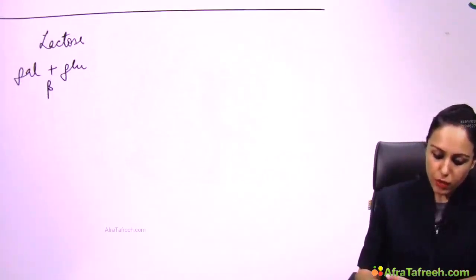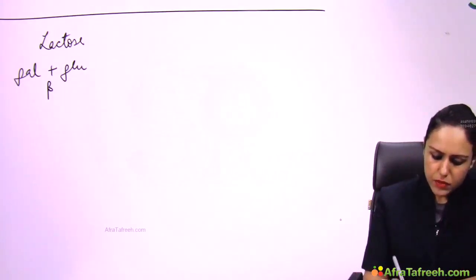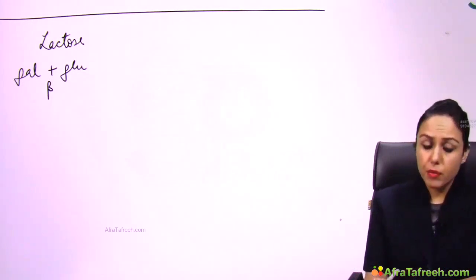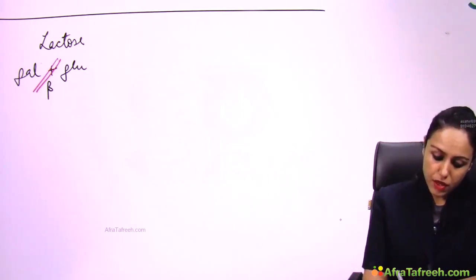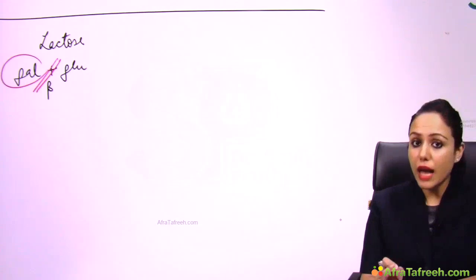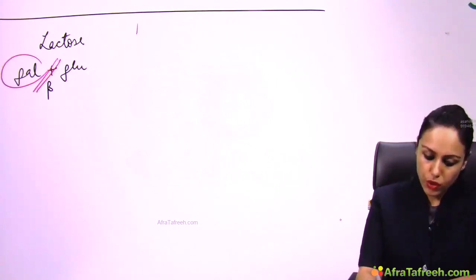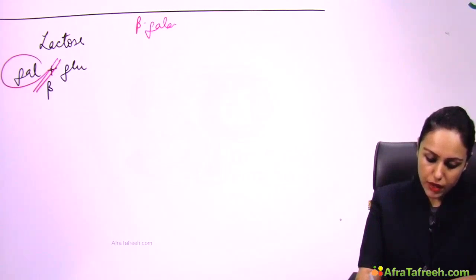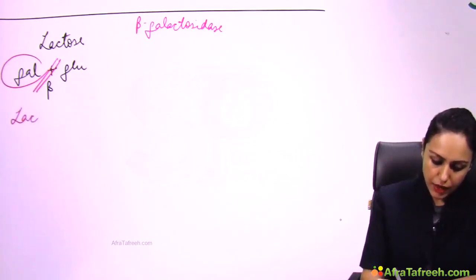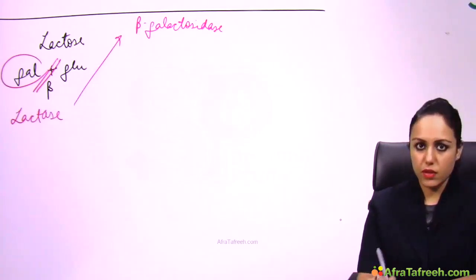So the point I'm making here is that mostly a beta bond is not broken, but if a beta bond is present and on one side galactose is present, then any such enzyme is known as beta galactosidase. So the enzyme here is lactase. Lactase can also be called beta galactosidase, right?